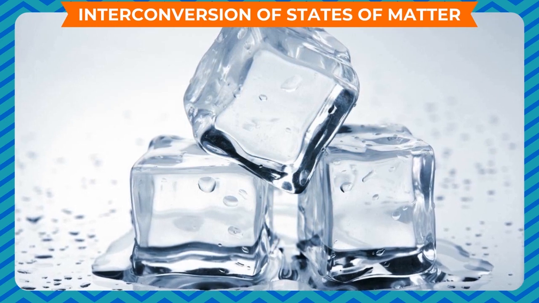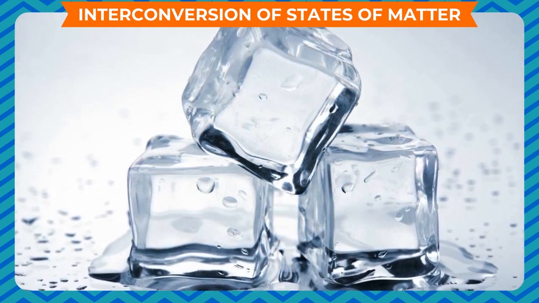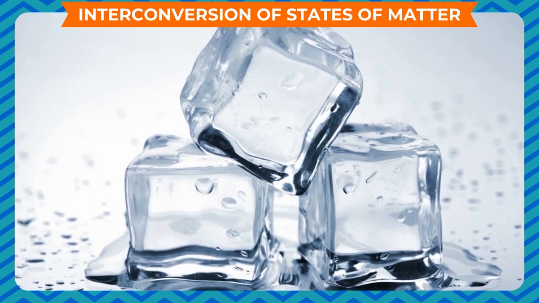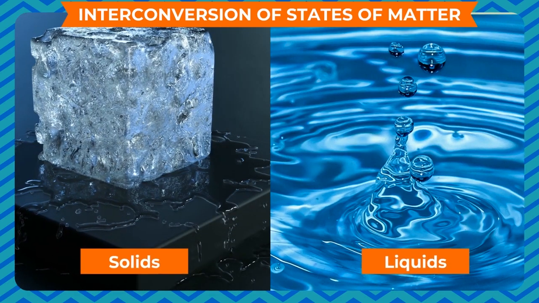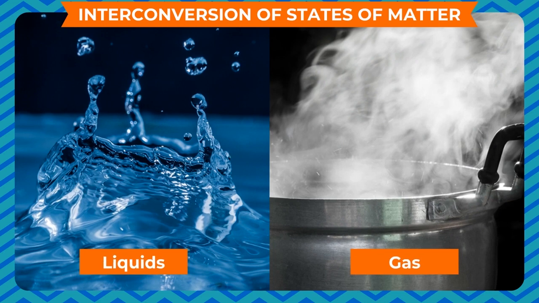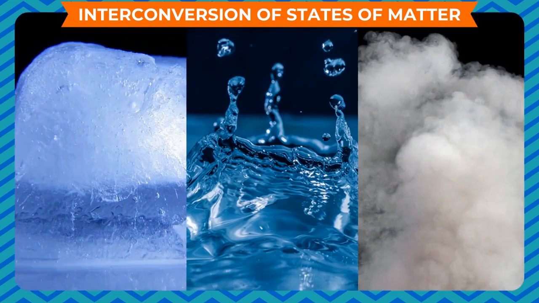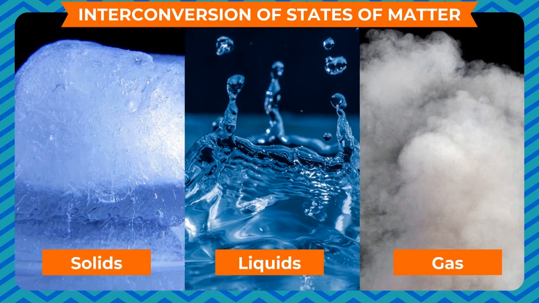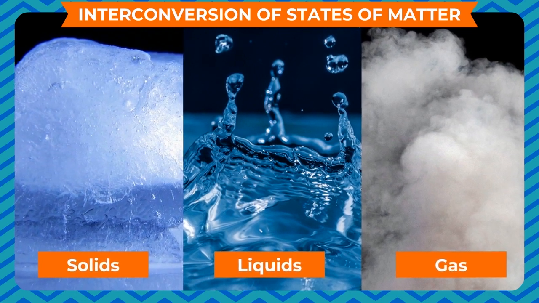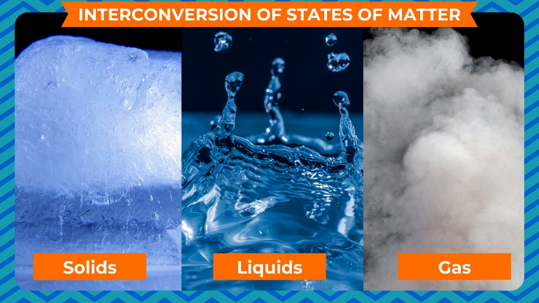Interconversion of states of matter. A matter can change its state from one form to another. Solids can be converted into liquids, liquids into gas, and gas into solids. Conversion of these three states into each other is called interconversion of states of matter.